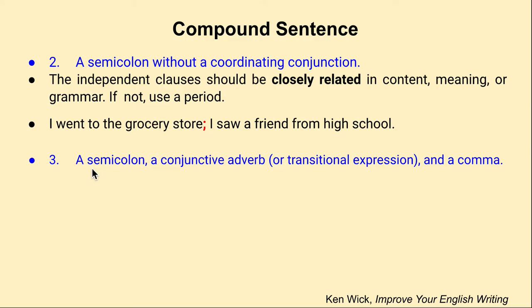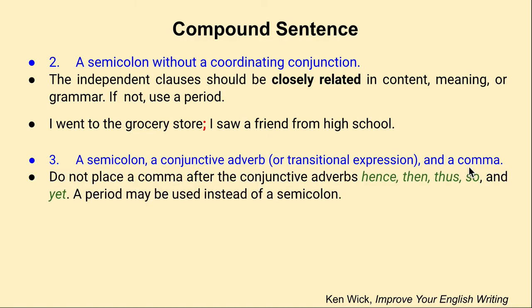And the third way you can do it is a semicolon, a conjunctive adverb or transitional expression, and a comma. Remember, when I went through my grammar section or videos, I sort of lumped these two together. I said in those videos, the reason I do that is because they're punctuated the same way. So it doesn't really matter if it's a conjunctive adverb or a transitional expression. They're punctuated in the same way. So let's see some examples. So semicolon, conjunctive adverb or a transitional expression, and a comma. But you do not place a comma after the conjunctive adverbs hence, then, thus, so, and yet.